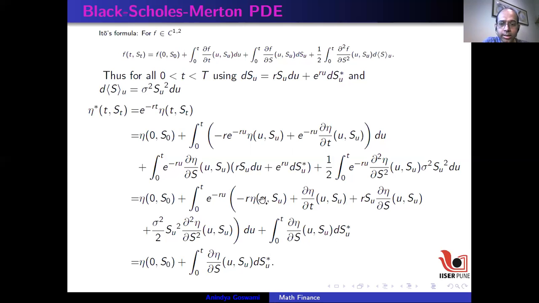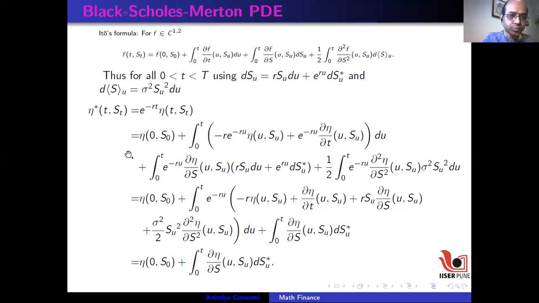So we can find here 1, 2, 3, 4 terms, and all these terms do appear in the Black-Scholes PDE. Basically, the Black-Scholes PDE says that this term should be 0 because eta is a solution of the Black-Scholes PDE. So eta satisfies the PDE. That means this term should be 0, so that these are 0. So what I get is eta 0 is 0 plus integration 0 to t of del eta by del s, u dS u.